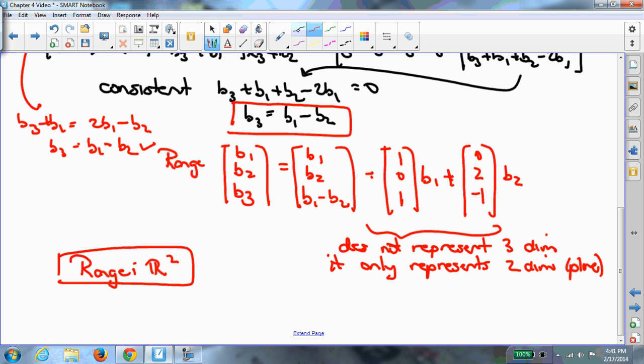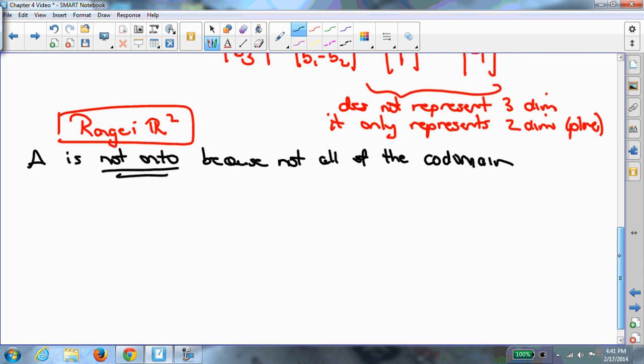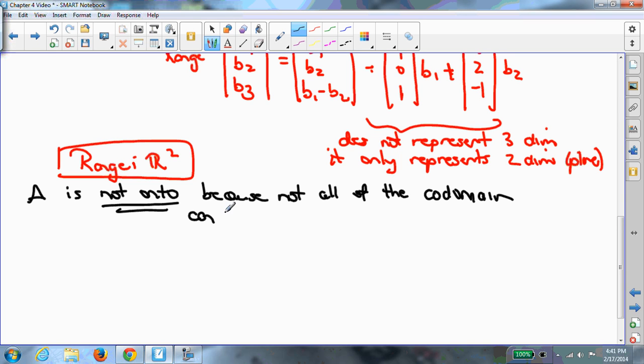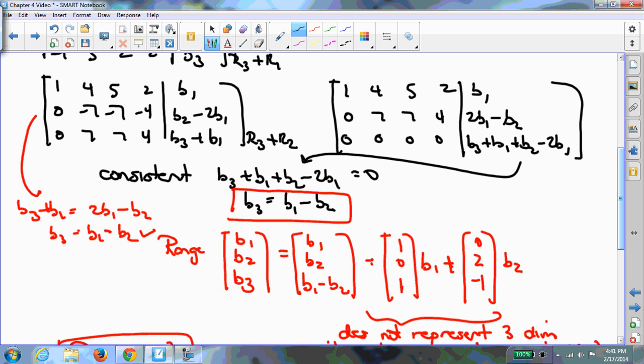That means that A is not onto, because not all of the codomain can be mapped to by A. So then my last thing I have to figure out is 1-to-1. Alright, so let's do that.